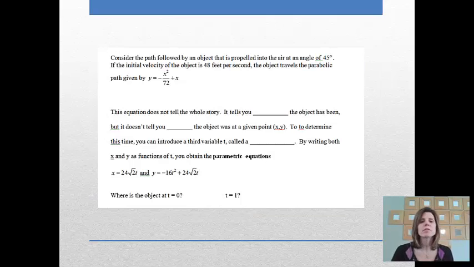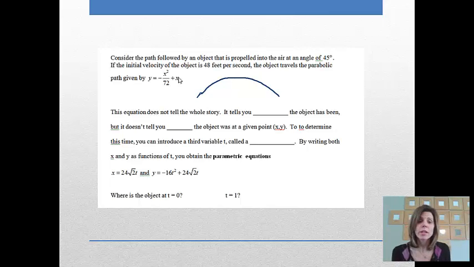All right, consider the path followed by an object that is propelled into the air at an angle of 45 degrees. If the initial velocity of the object is 48 feet per second, the object travels a parabolic path given by y equals negative x squared over 72 plus x. And it's going to look something like this, obviously. It goes up into the air at a 45-degree angle, and then eventually it's going to come back down.